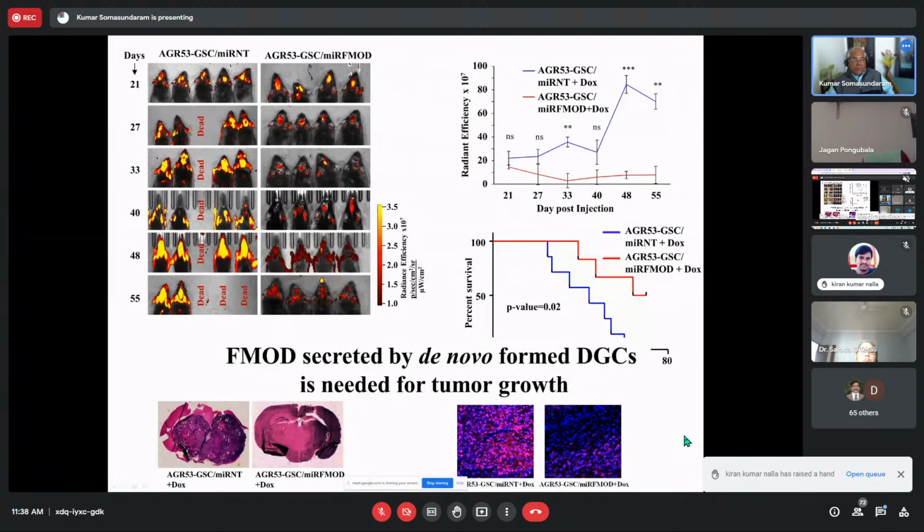And FMOD secreted by de novo formed DGCs. When the tumor is being formed, when the stem cell differentiates to form the bulk cells, at that time, when you actually inhibit FMOD, the tumor stops growing subsequently. So that means FMOD secreted by de novo formed DGCs is needed for tumor growth.